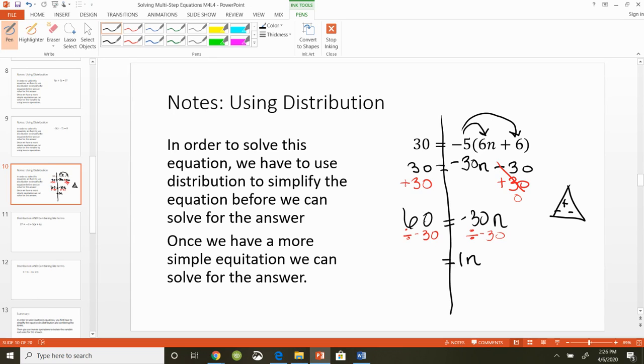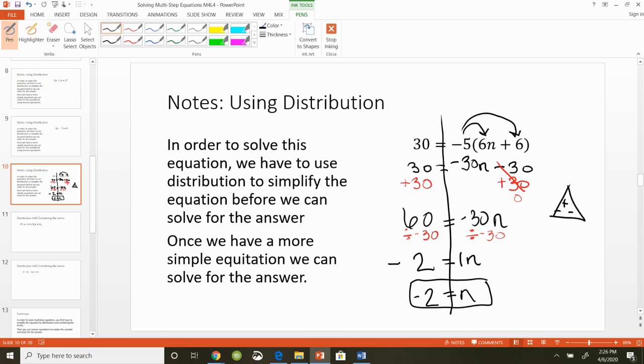And on the left, I have 60, a positive 60 divided by a negative 30. A positive divided by a negative, look at your Dorito man, will result in a negative. 60 divided by 30 is 2. So I have that negative 2 is equal to 1n. Remember, 1n is the same as just an n. So my answer is negative 2 equals n.